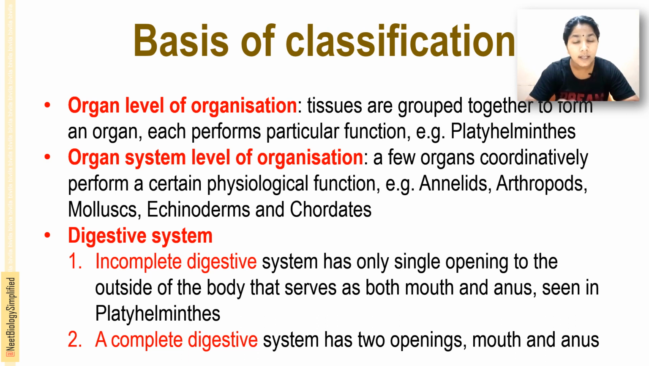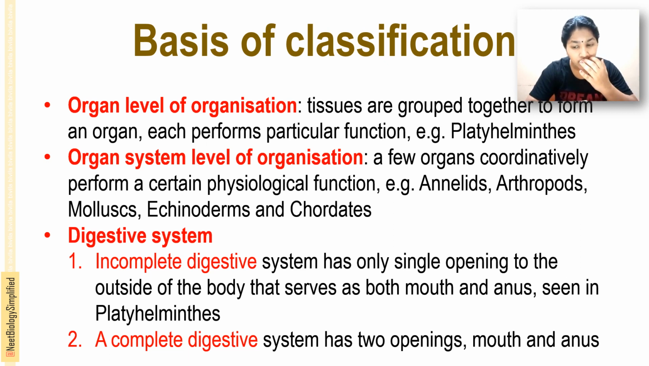And the next level is the organ system level. Here a group of organs, not a single organ, coordinate or join together to perform certain physiological functions. Examples are annelids, arthropods, mollusks, echinoderms and chordates. These are the levels of organization. First is the cellular level, second is the tissue level, third is the organ level, and the fourth is the organ system level of organization.